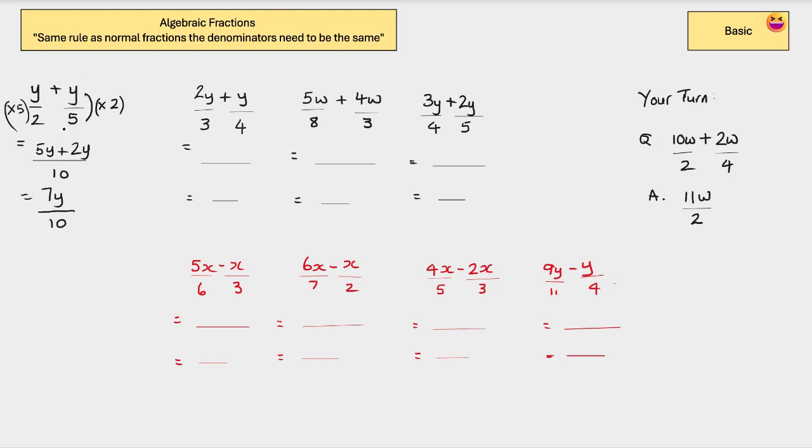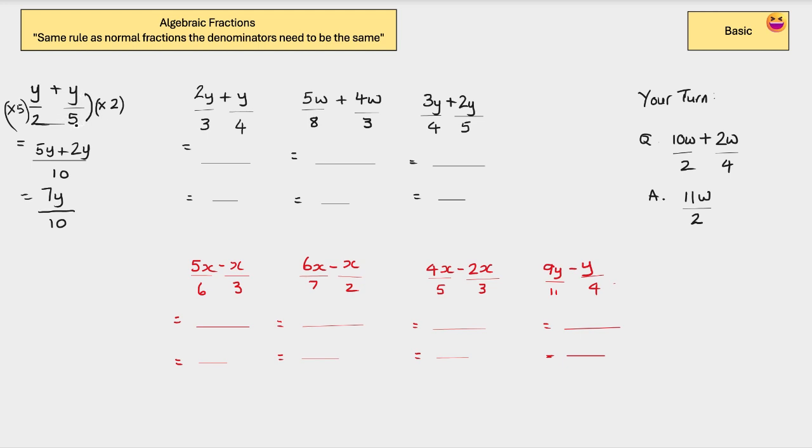So I'm going to show you an example and then we'll carry on doing some examples of our own. So y over 2 plus y over 5. Now we need to get the denominators the same. So the lowest number they're both going to is 10. Now to get 10 at the bottom here, I need to multiply this 5 by 2 and this 2 by 5. But remember, what you do to the bottom of a fraction, you do to the top.